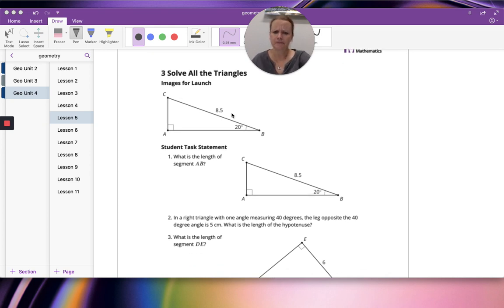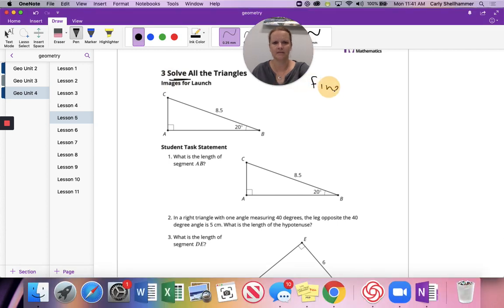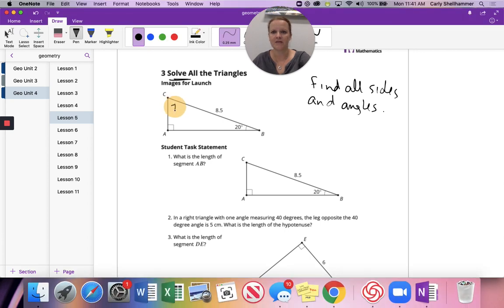I have a nice triangle here, and when I say solve the triangles, that means find all sides and angles. That's the definition of solve a triangle. Find all the sides and the angles. The angles can be easier because I know 90 and 20, so this one's going to be 70 because the inside of a triangle always adds to 180 degrees.